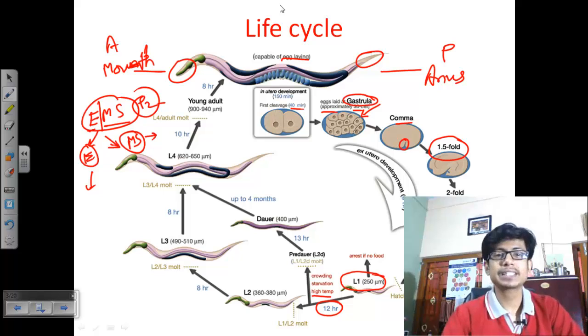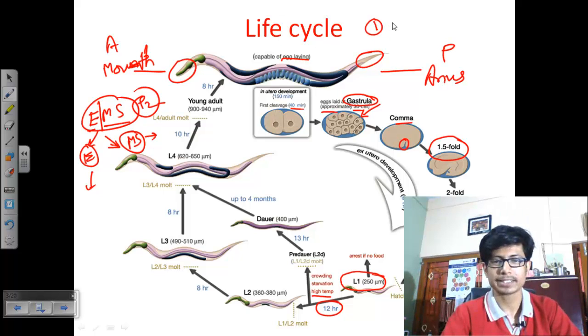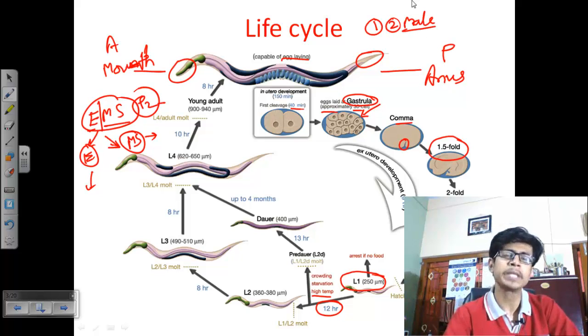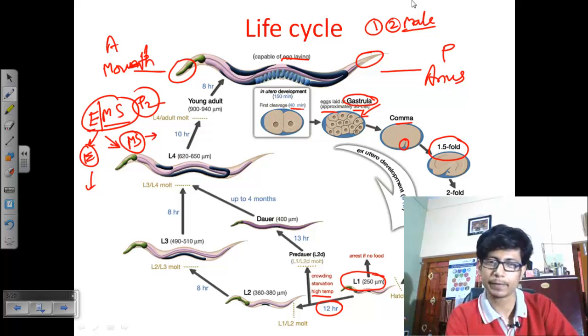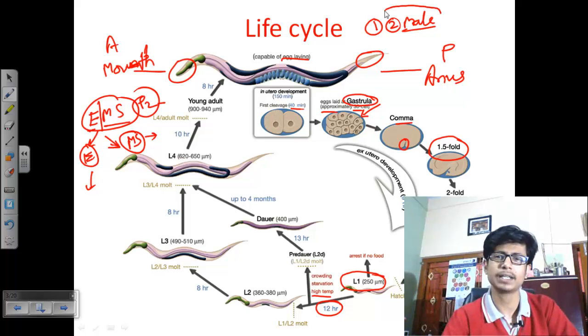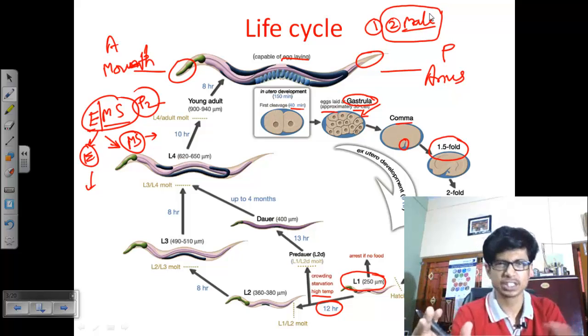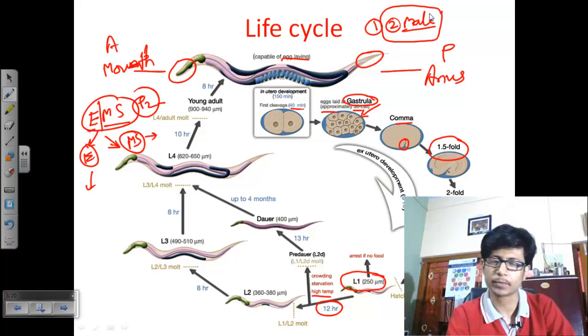Normally C. elegans contains two different genders. One is called the hermaphrodite and the second one is called the male. They don't have a female in that sense. Hermaphrodite can synthesize both. Hermaphrodite can produce oocytes, it can produce eggs, as well as it can produce sperm. It can switch between the male and female character. Other than that, we have a completely different male, which is shorter than the hermaphrodite type, and the body is less complicated.